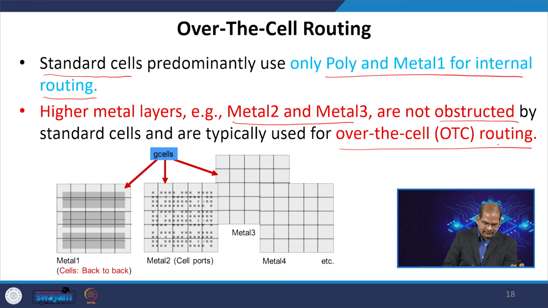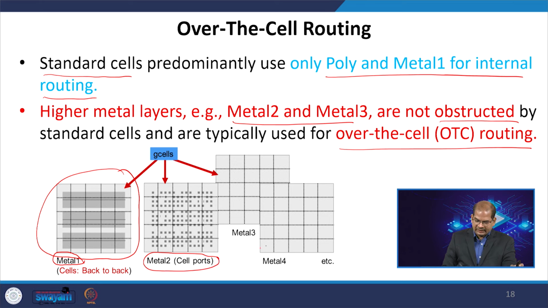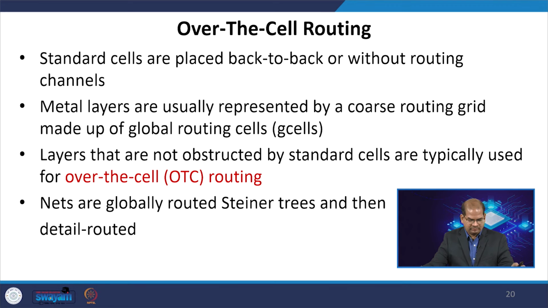So, this is basically the standard cell placement where you have a metal 1 blockage defined. Now, you have pins in metal 2 that can do the routing using metal 3 or metal 4. So, this concept is called over the cell routing. Here, nets are generally routed using a Steiner tree and then by detailed routing. Okay. So, this is the main idea.